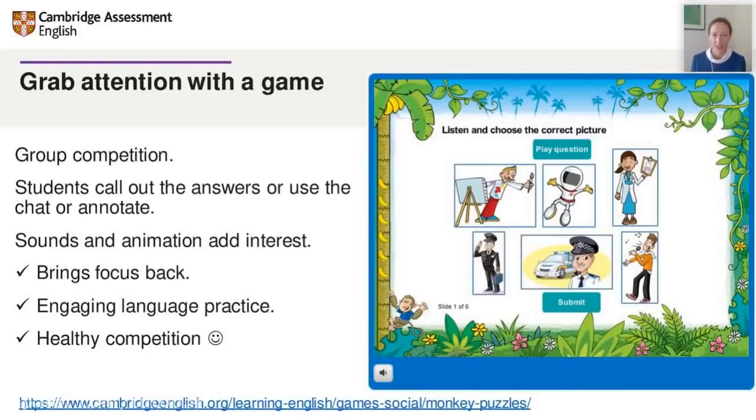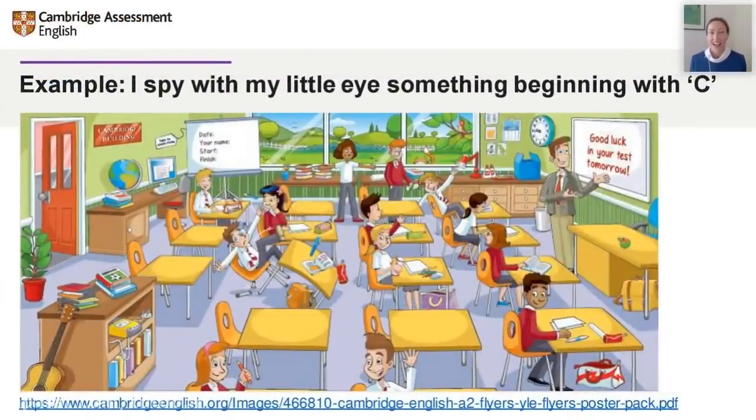And this game that you're seeing here is called Monkey Puzzle. So the idea is you answer questions right and the monkey climbs up the tree and gets the bananas. A game that's less digital, an old favourite, but it can still work online, is I Spy. And I love these posters that Cambridge have. They're so full of things. There's so much to look at. It's really, really good for kids' observational skills and practicing vocabulary.